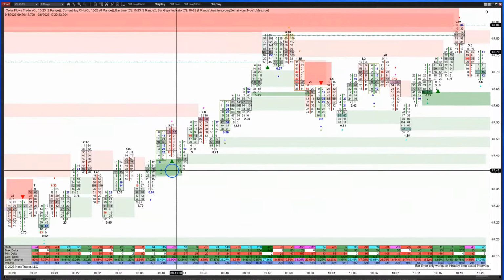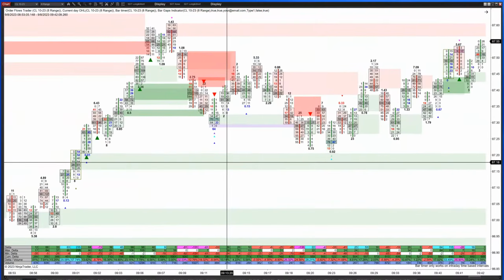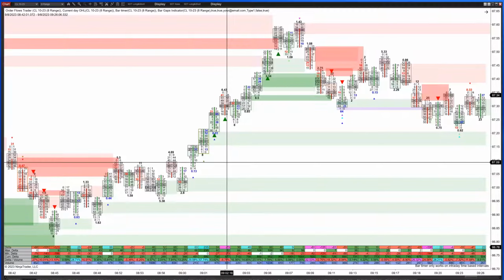Because again, at the end of the day, you still want to have a chart that's going to put the order flow in a format that's easy for you to trade, to understand what you're looking at, and give you trades, basically.